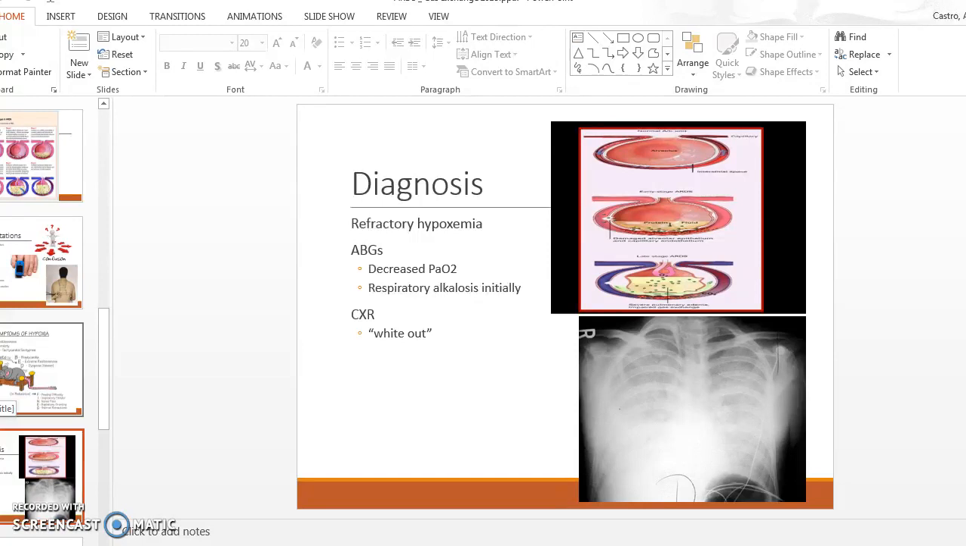This isn't the case here. We can't necessarily see inside these alveoli, but what we can do is we can note something. We can note refractory hypoxemia. Remember we said that we're giving oxygen, but we're not going to see any changes. So our pulse ox is going to remain the same no matter how much we turn up that oxygen, or it's going to decrease no matter how much we turn up that oxygen.